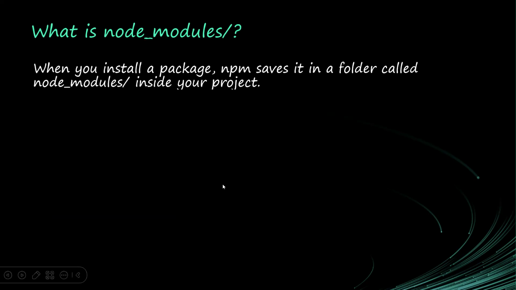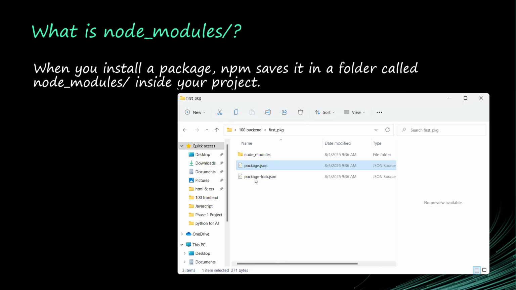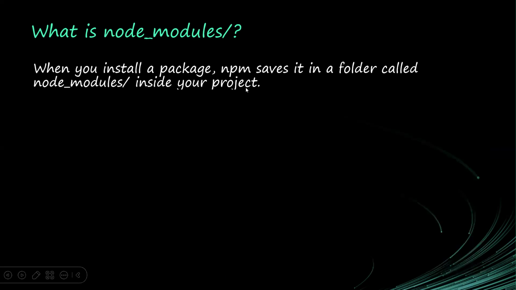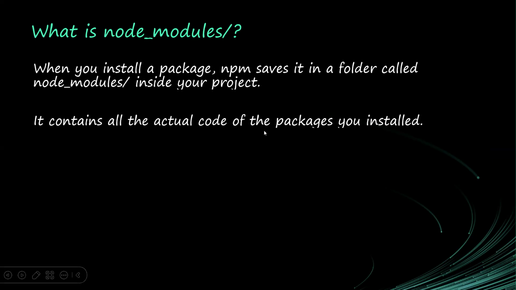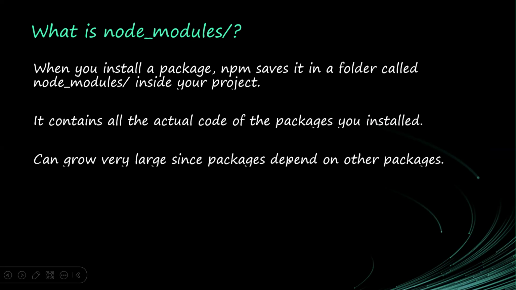So what is node_modules? You also saw this node_modules folder here. When you install a package, npm saves it in a folder called node_modules inside your project. As we installed the Axios package, npm created a folder called node_modules and saved all the packages inside of it. It contains all the actual code of the packages you have installed, even their dependencies. This can grow very large since packages depend on other packages.